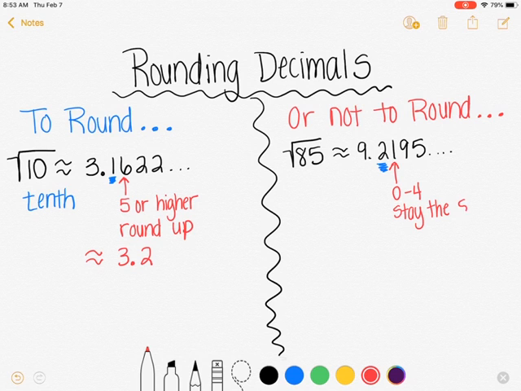Since the number is between 0 and 4, we stay the same, which means we don't round down. We just keep it as approximately 9.2. Okay? There are other ways to round numbers depending upon what you're being asked for, but for this lesson, we have been rounding to the nearest tenth, so that is how you round to the nearest tenth.